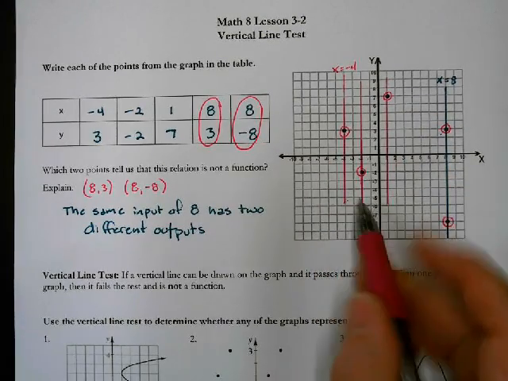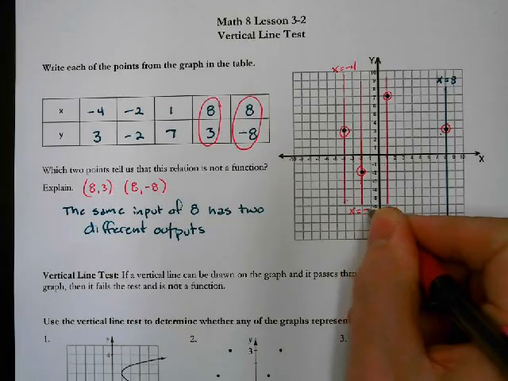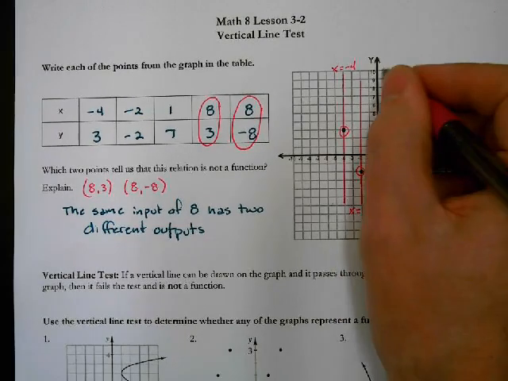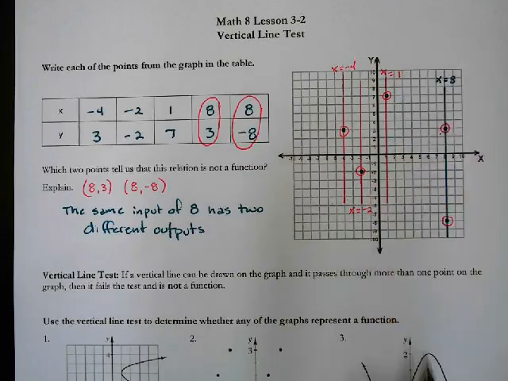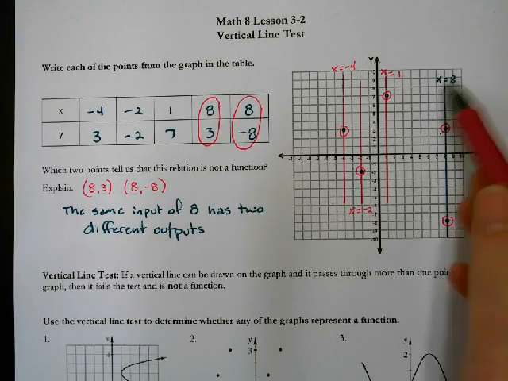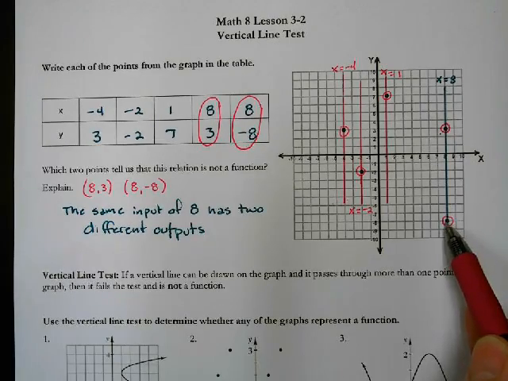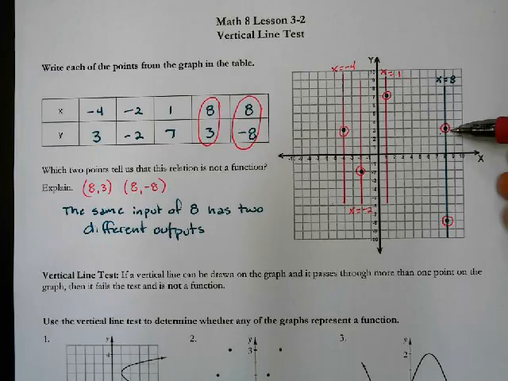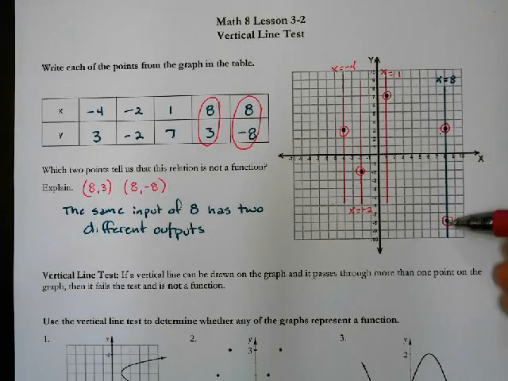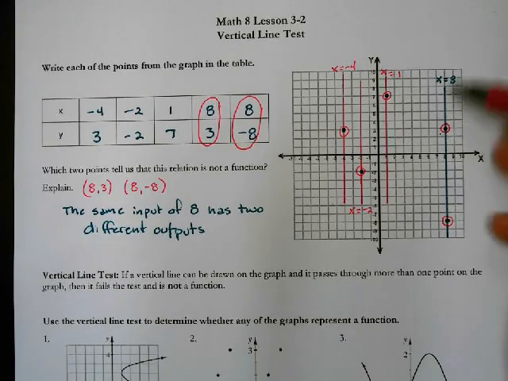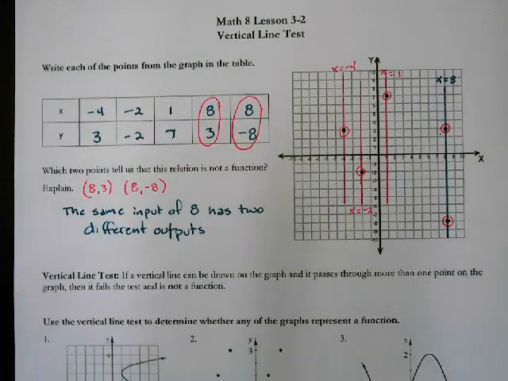These all have inputs of -2. This one all has inputs of positive 1. So anywhere along there has the same input. And so what we don't want to see is for an input to have two separate outputs. Because now when I plug in 8, I don't know if I'm going to get 3 or -8. It's not consistent. It's not predictable, which means it's not a function. So that failed the vertical line test, therefore not a function.